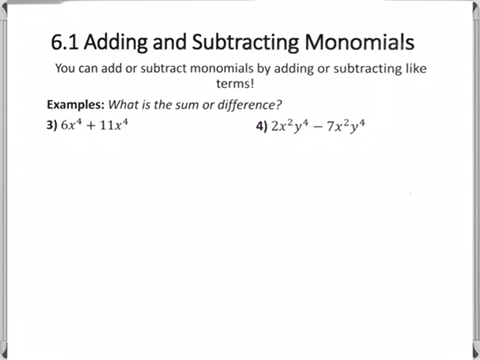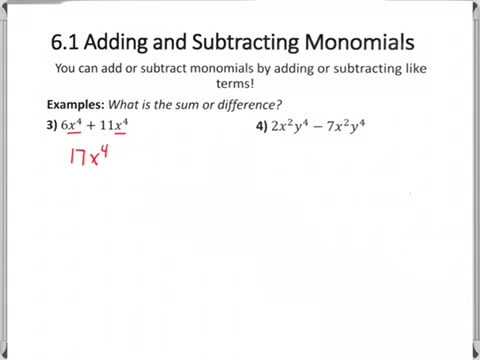We're doing the same thing in the next two examples. So for the first one, we've got 6x to the fourth plus 11x to the fourth. We have the same variables and exponent combination, so we add the coefficients. And in this case, we get 17x to the fourth.